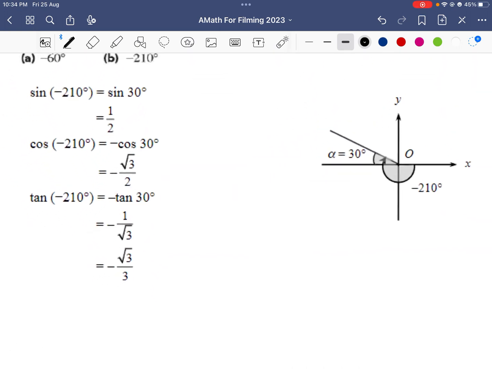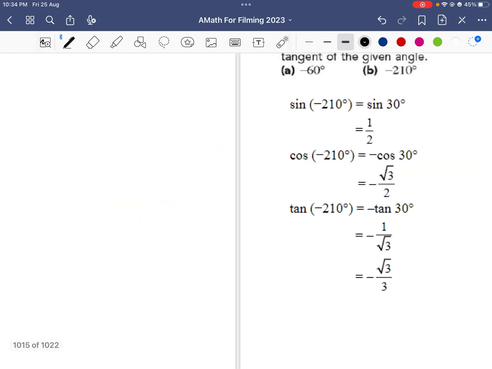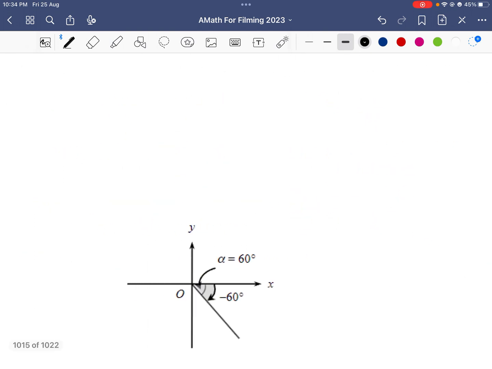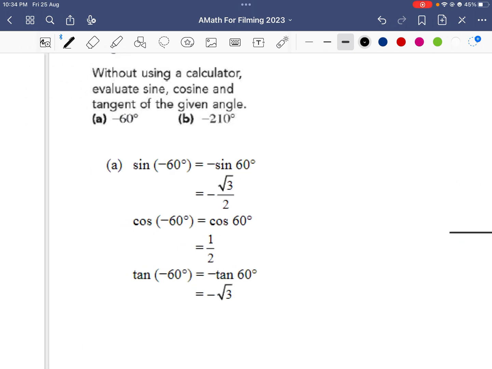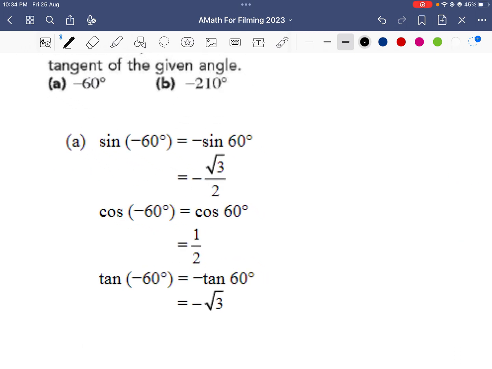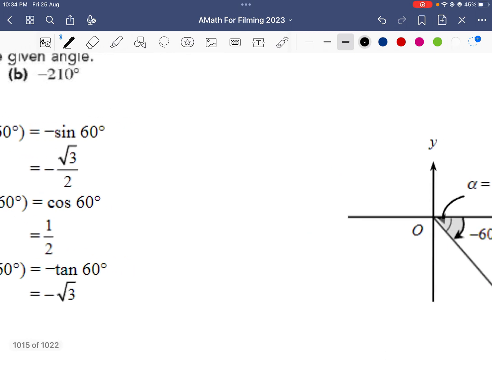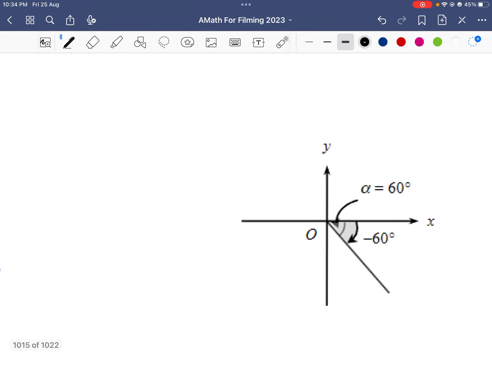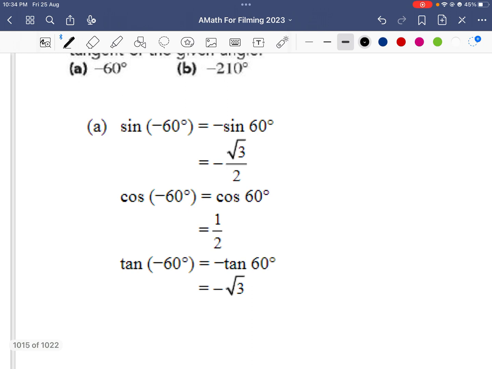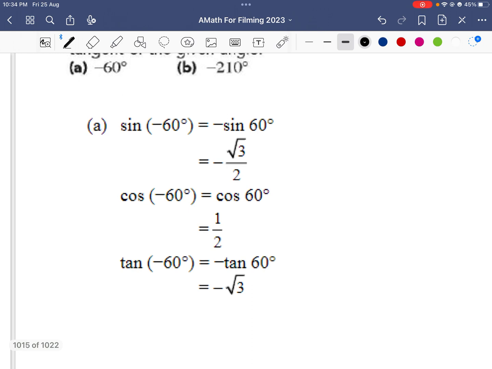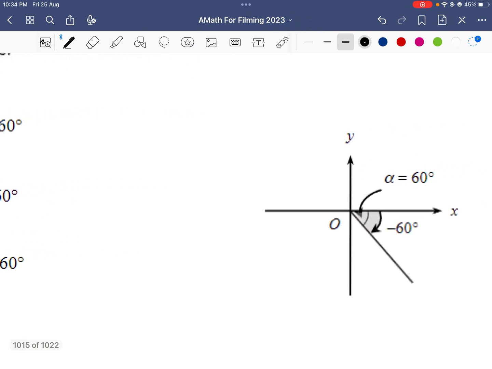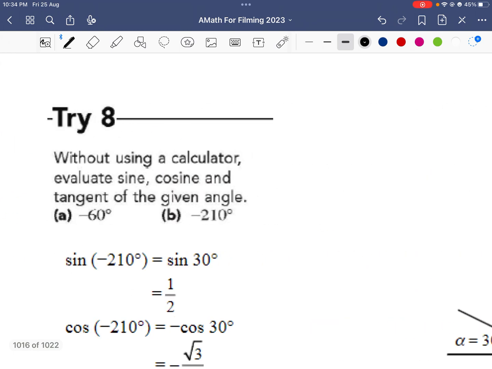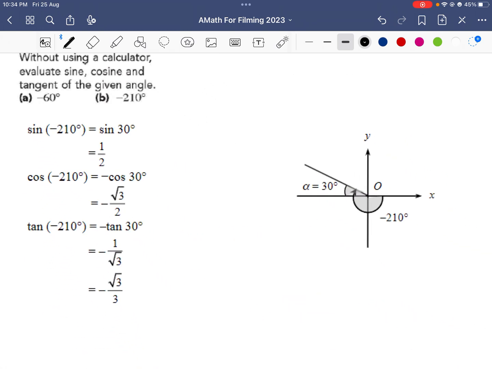Okay, so part B itself, it works like this. I'm doing the negative 210. Wait, I go back first. This is the answer for part A, which I do not want to explain. And the corresponding diagram is here. So you can pause the video, take a picture of this, and this is the corresponding diagram. Okay, part B. Part B is negative 210.